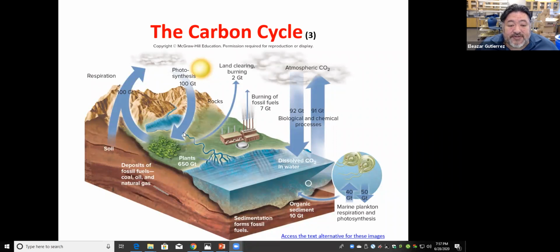Photosynthesis recaptures about the same amount, 100 gigatons by plants. So this is an equilibrium. We're doing okay. All right. Let's look at the ocean. The ocean is considered a carbon sink because it takes carbon, and then that carbon gets incorporated into organic sediment and ends up in marine plankton, and then those seashells come together and they're pressed at the bottom of the ocean. So that's a carbon sink that lasts for a very, very long time.